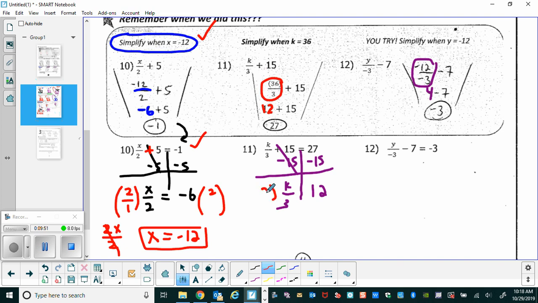We're going to do the opposite now and multiply both sides by 3. The 3 over 3 cancels out over here. 3 divided by 3 cancels out, and we're left with k. And on this side, the 12 times the 3 is our 36.